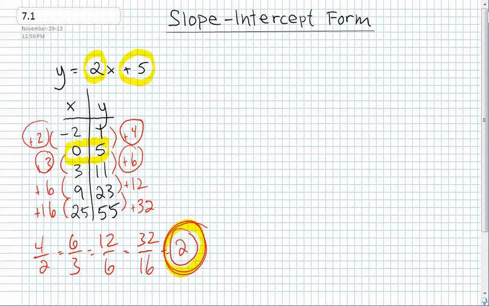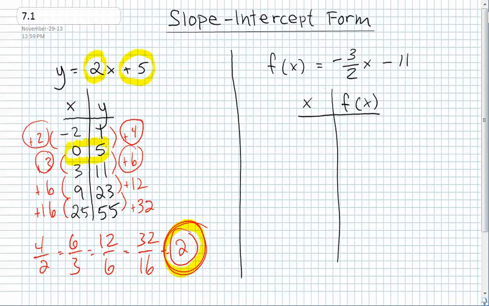Let's see why that's significant in another example. Okay, f of x is equal to negative 3 over 2 x minus 11. I'm using the f of x, the function notation, just to solidify the stuff that we just finished talking about. So I can again pick values for x. Let me choose some for us. And I've chosen very conveniently all numbers of x that are divisible by 2 because it gives me whole numbers for f of x. So plug those numbers in, and that's what you get for the f of x, or for the y values, the output values.